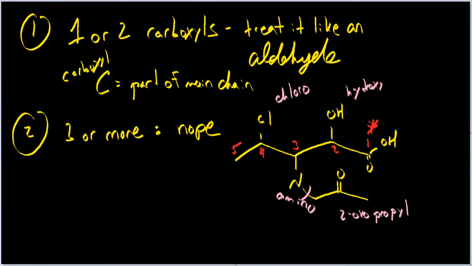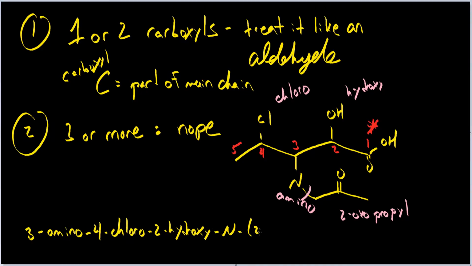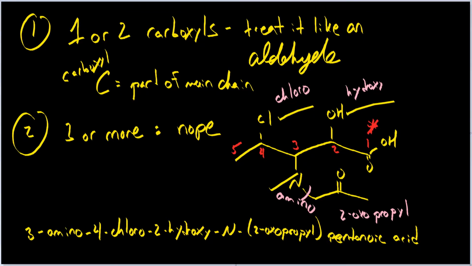So that means the overall name of this molecule here is, in alphabetical order, 3-amino, 4-chloro, 2-hydroxy, N-2-oxopropyl, pentanoic acid. So 3-amino, 4-chloro, 2-hydroxy, N-2-oxopropyl, pentanoic acid.